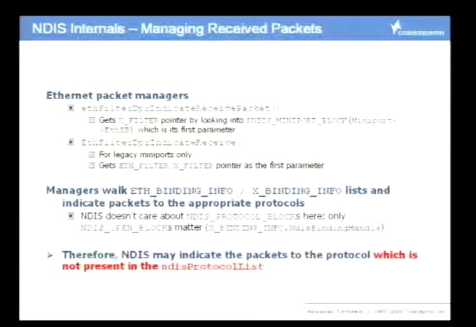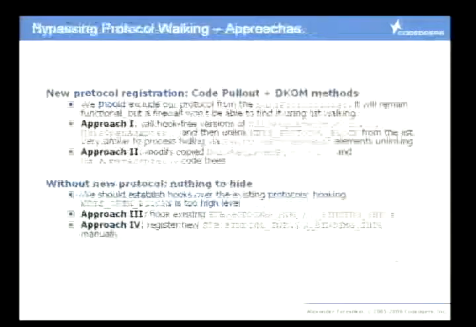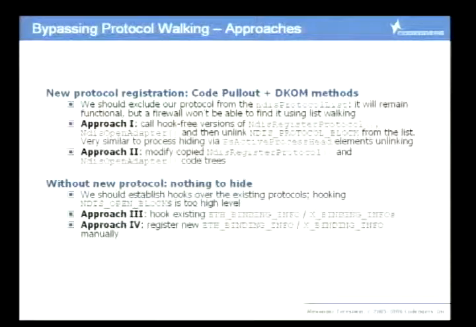But if this protocol is excluded from the protocol list, a firewall which walks this list will not notice this protocol, so it will not be able to hook it. There are four approaches to bypass firewalls that use protocol walking techniques. These approaches are targeted to somehow cheat the firewall and register a protocol that will not be present in this protocol list head.